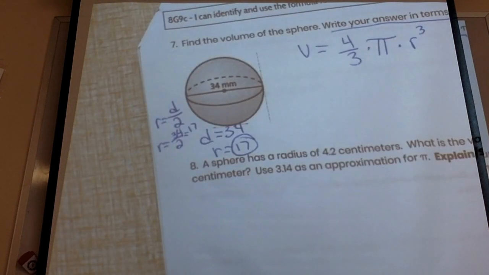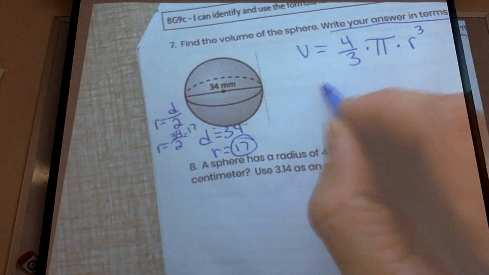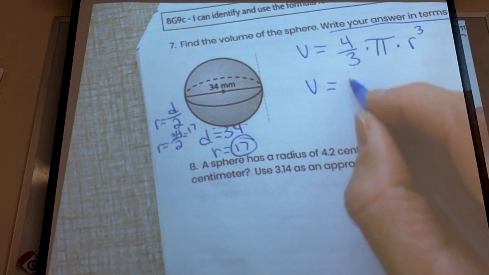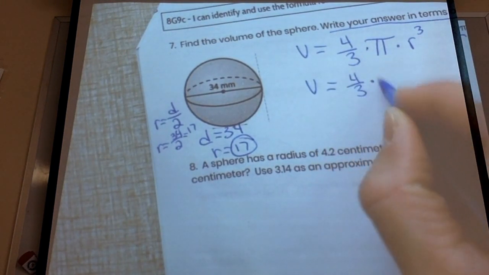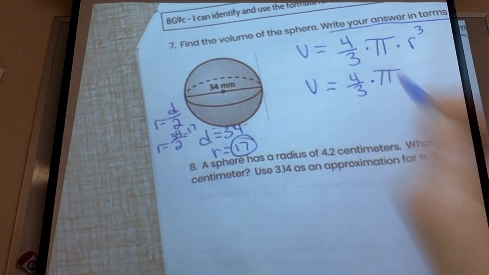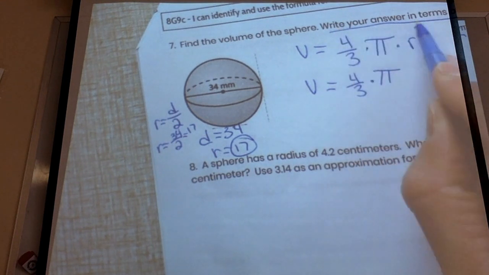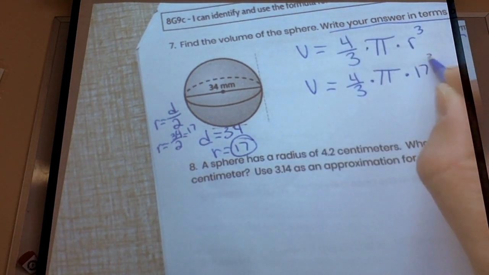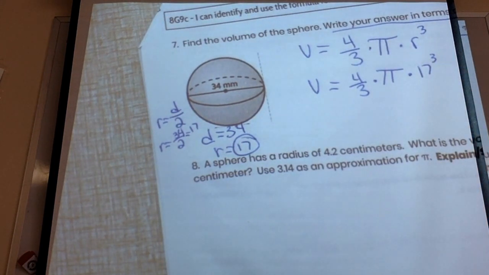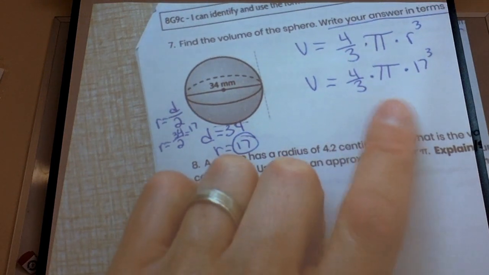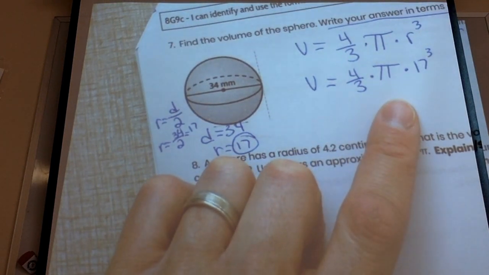So let's plug in everything we know. Volume, we got to solve that. So volume equals 4 over 3 times pi. We're going to keep it as pi because that's what they want us to keep it in. It's write your answer in terms of pi. And our radius is 17, so it'll be 17 to the 3rd power. So let's clean this up a little bit. On the right-hand side, 17 cubed.